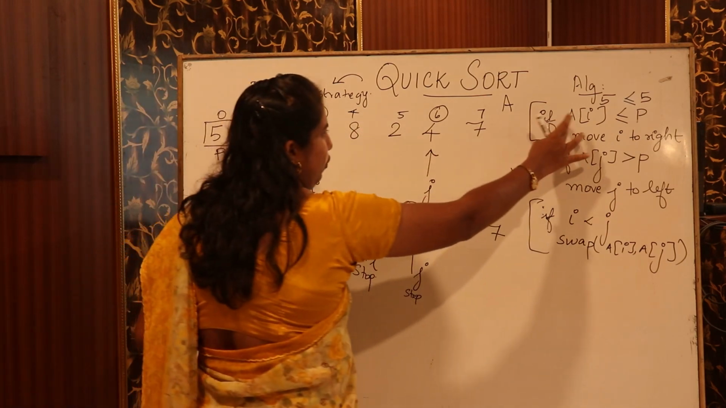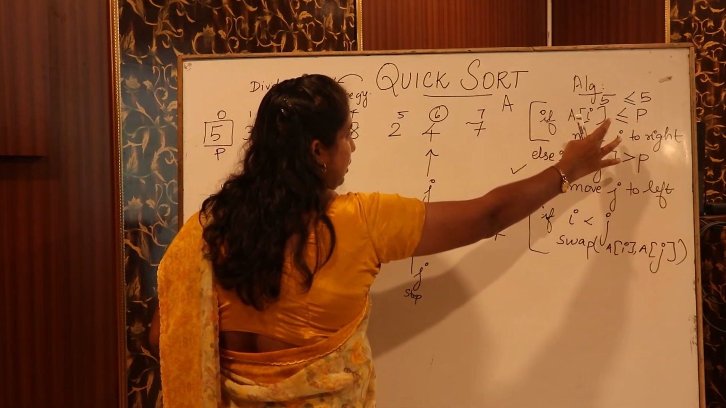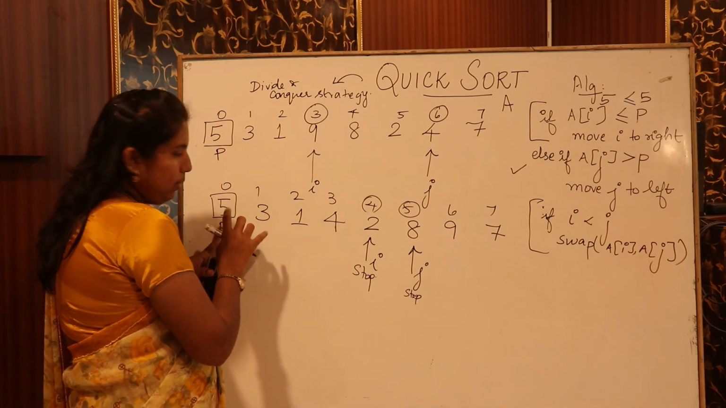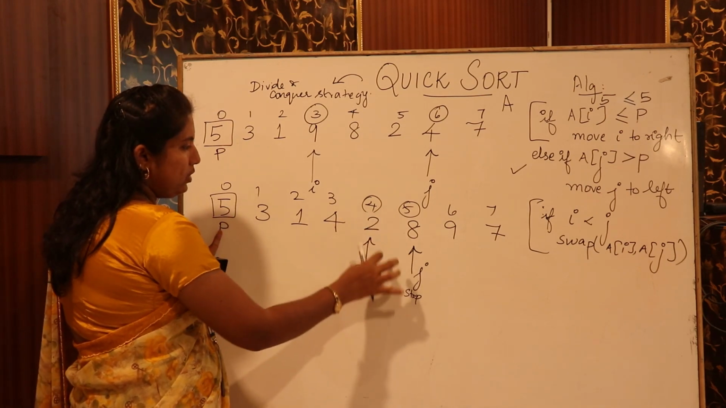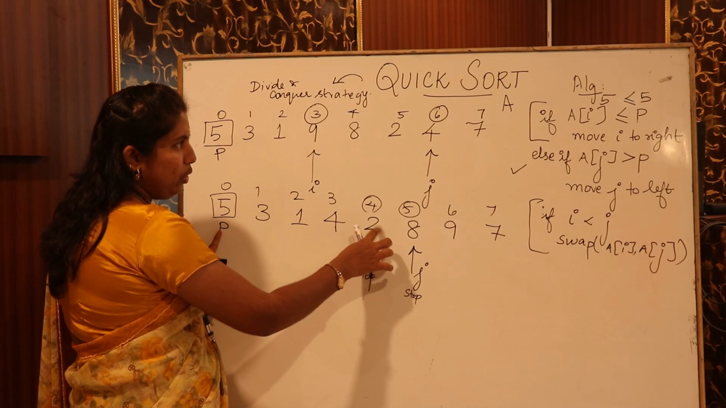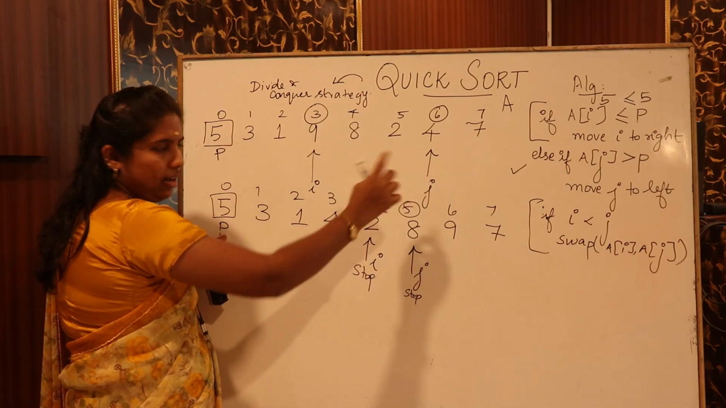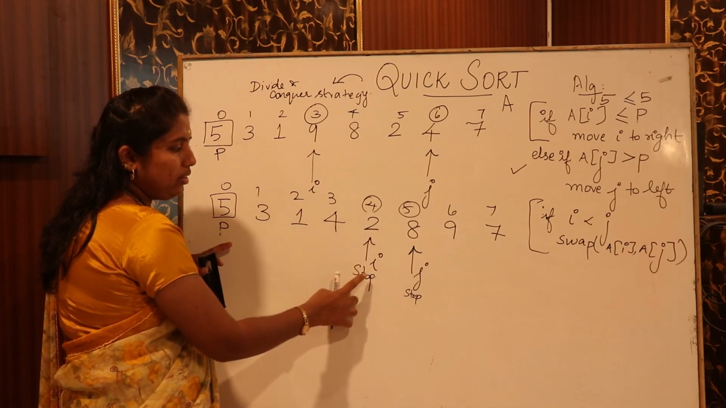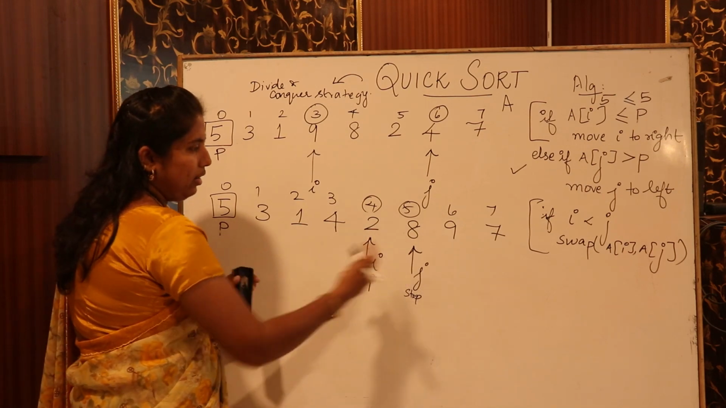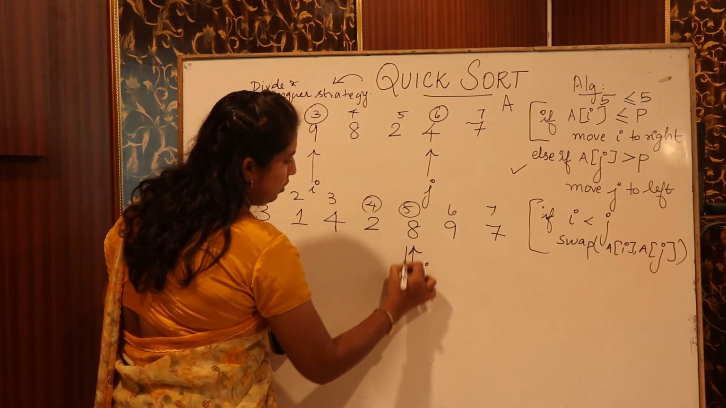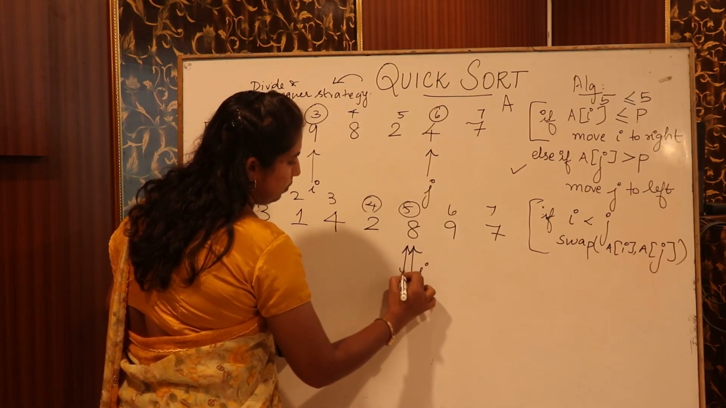So I will be checking if a of I is lesser than or equal to pivot. So my pivot element is 5 and my ith value is 2. So I have to check the condition over here. It is lesser. The condition is correct. If it is correct, I will be moving this I pointer to the right. So my ith pointer will be shifted to this place.